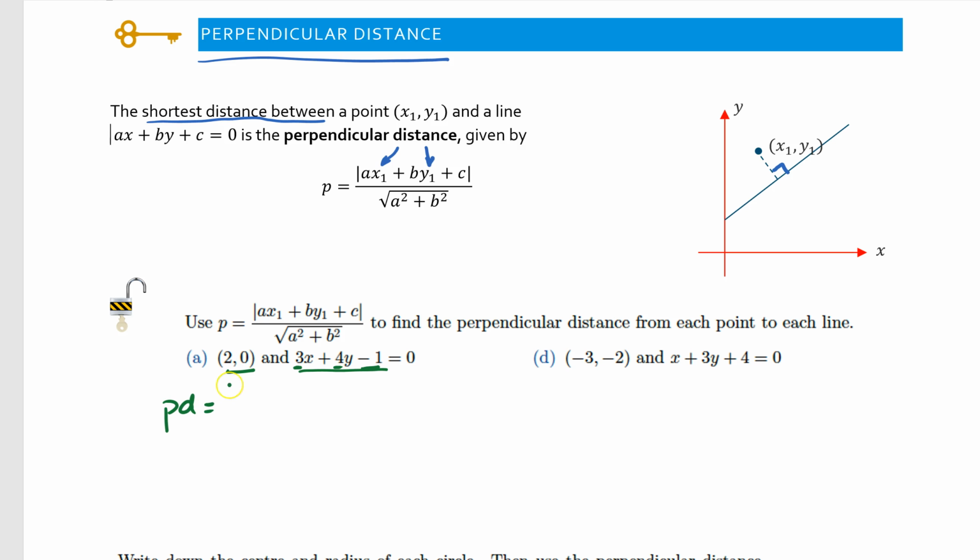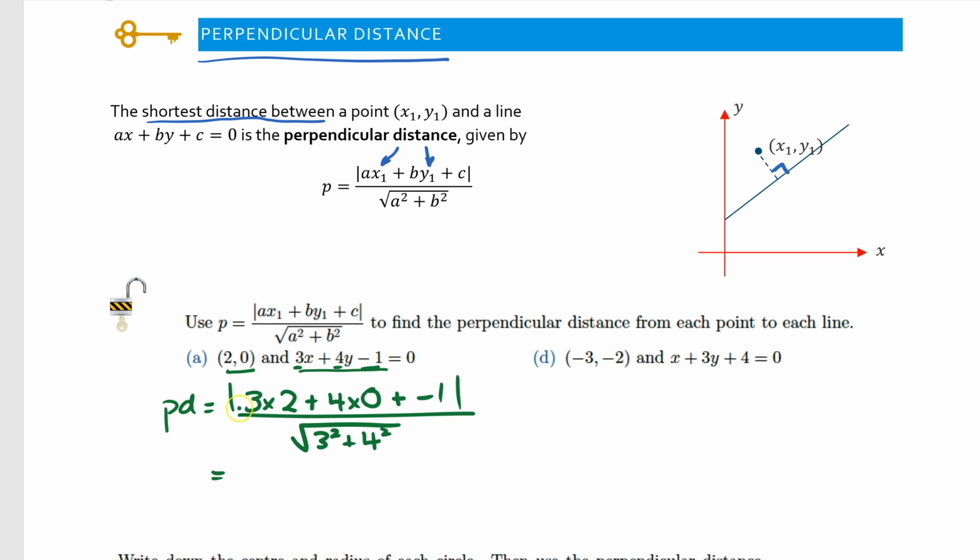The perpendicular distance is the absolute value of AX1, so 3 times 2 plus, and always put a plus in here, and then take care of the signs later on. So plus 4 times 0 plus C, which is -1, over square root of A squared, which is 3 squared, and even write this. Even though you know in your head that the answer is 9 and 16 and the whole thing is 5, put your working in there. So 3 squared plus 4 squared.